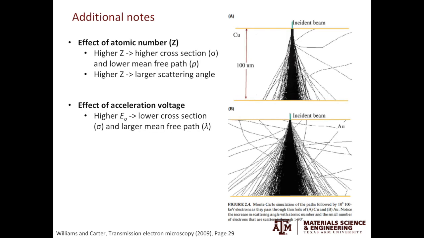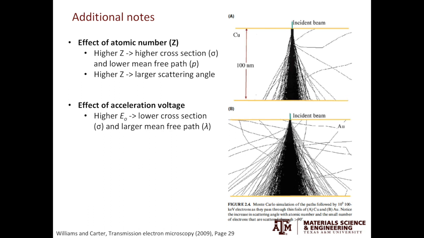There are some additional notes I'd like to make. The first is to look at the effect of atomic number. The higher the atomic number, the higher the probability of scattering, thus the lower the mean free path. For example, with the same thickness of gold and copper, you see a lot more scattering events from gold than from copper. Also, the higher the atomic number, the larger the scattering angle.